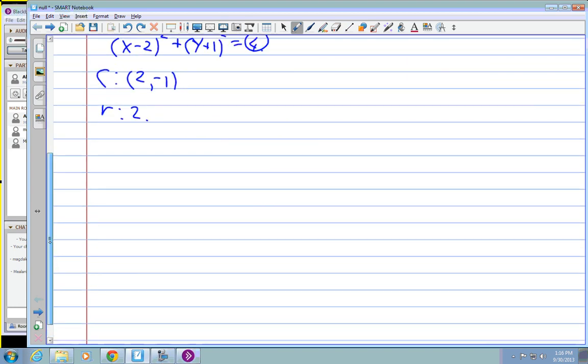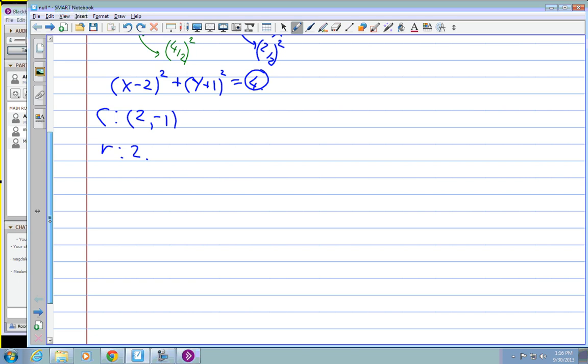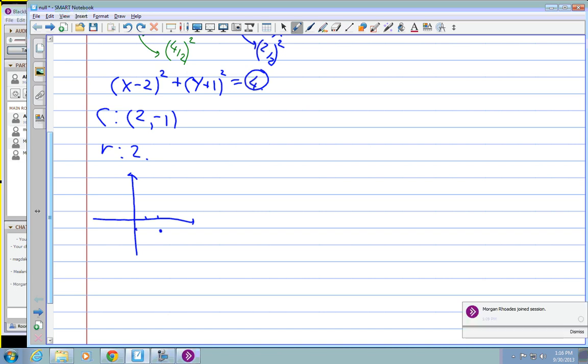Can you graph that circle? All you need is the center and the radius, so I can do it very easily. So it's 2, negative 1, that's the center, and the radius is 2, so it's actually going to touch the y-axis, and it's going to look something like that, close enough. You see what I'm doing, right? Okay, so the radius is 2.